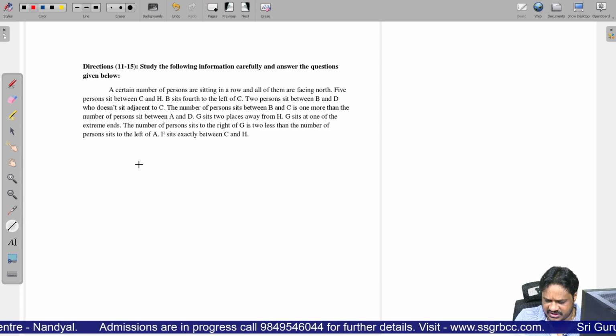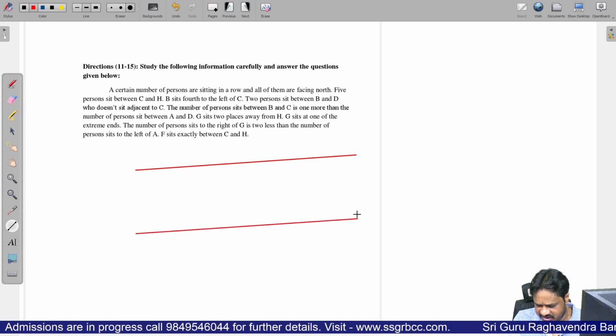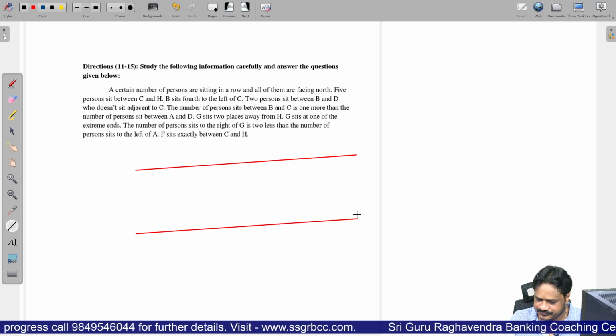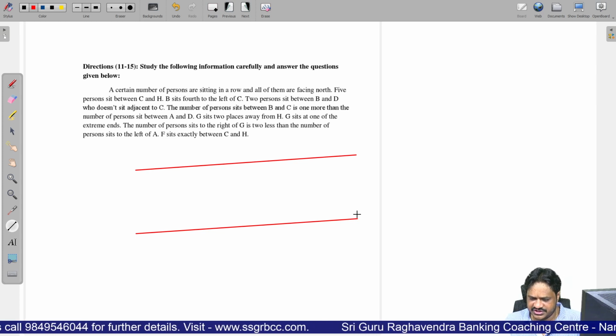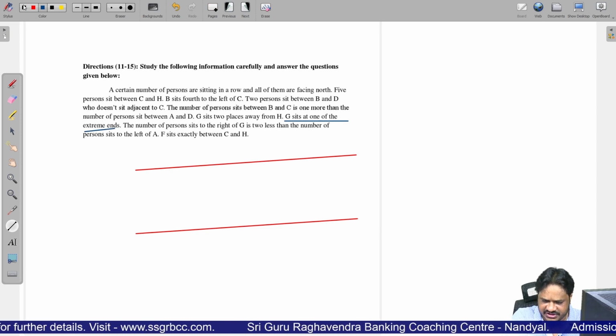See here there are some uncertain number of persons. So draw one line. We don't know how many persons are there. Now, here G is at one of the extreme ends. So you have to start from here. G is at one extreme end.